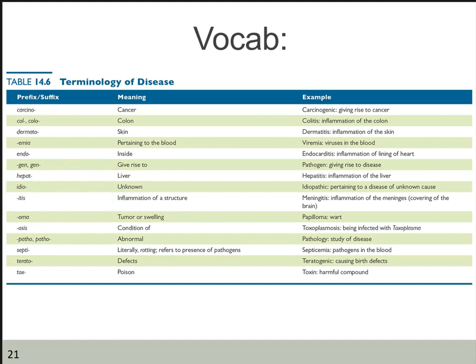So hepatitis would be inflammation of the liver. Or you may talk about somebody who has idiopathogenic disease. The idio would come from unknown. The patho would come from abnormal. So idiopathogenic disease would be something where the cause is unknown and it causes disease in a particular organism.